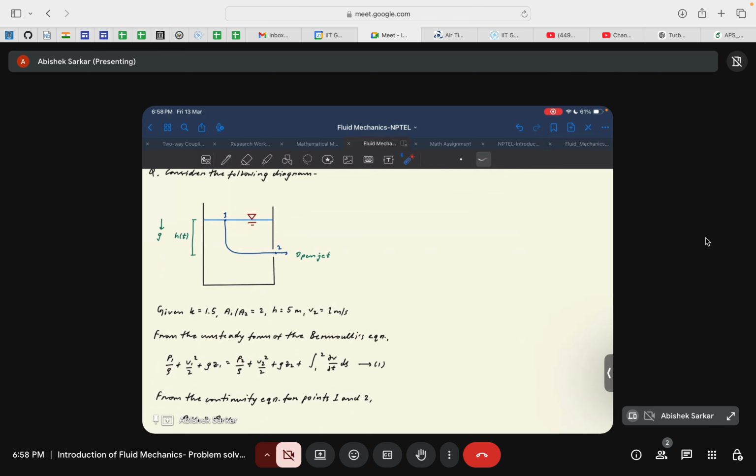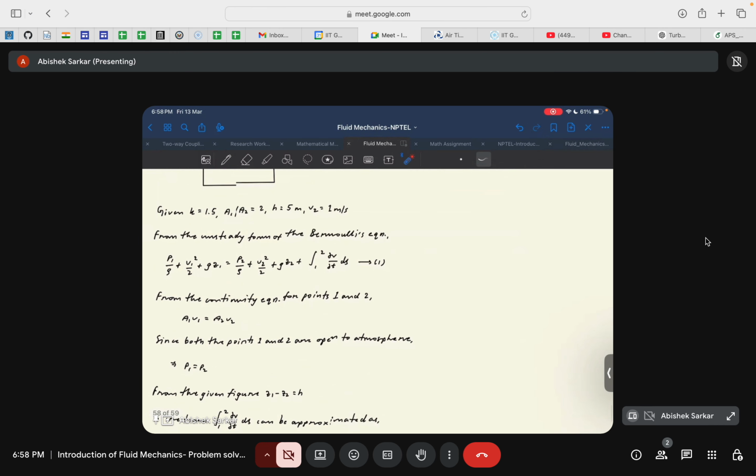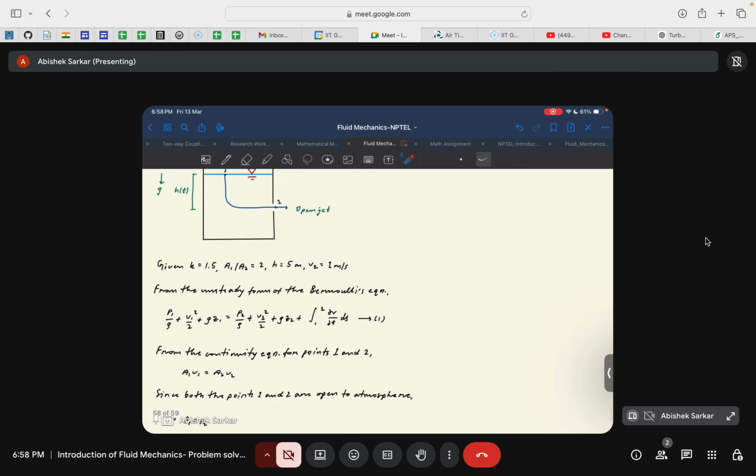But since they already told us that the orifice area and the free surface area are in the ratio of 2 to 1, we cannot actually ignore the velocity at point 1. So the velocity at point 1 will be significantly high now. Of course lesser than the velocity at point 2, but significantly high. So considering the unsteady form of the Bernoulli's equation, which is given by equation number 1 here, from the continuity equation at point 1 and 2, we will get A1 V1 is equal to A2 V2.